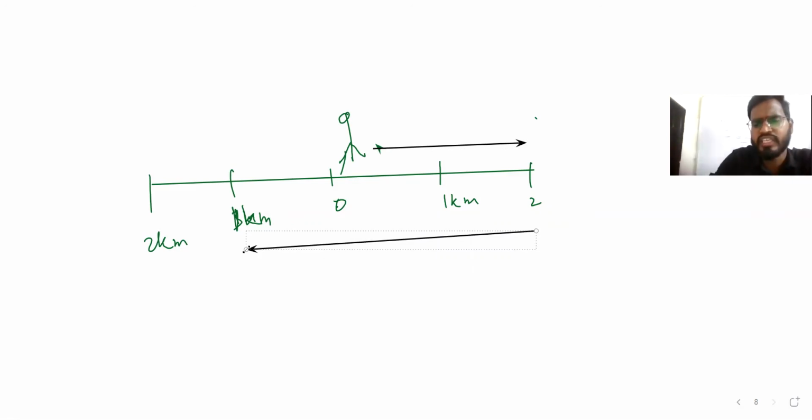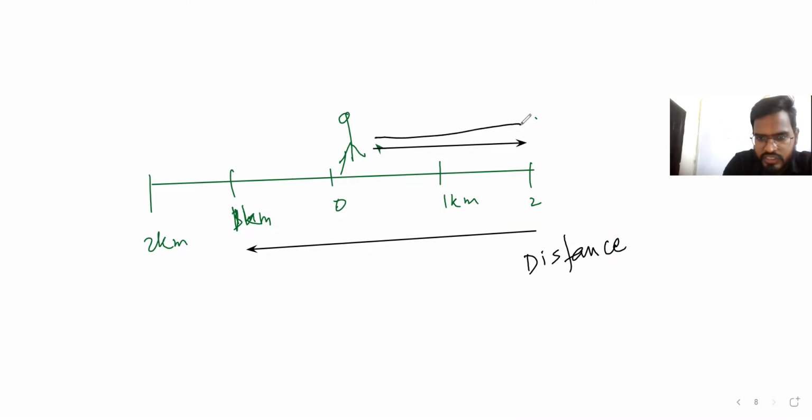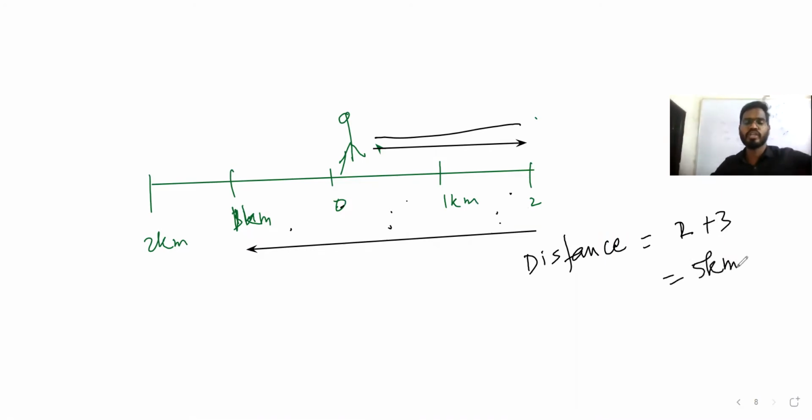Distance is total path length covered by an object. So we can say this distance plus this distance. From 0 to 1, 2, it goes, and then it is coming back 1, 2, and 3. So we can say plus 3. So 5 kilometer is the distance.